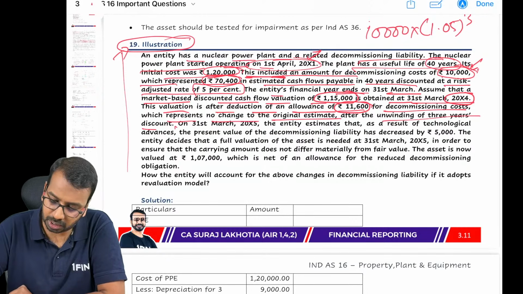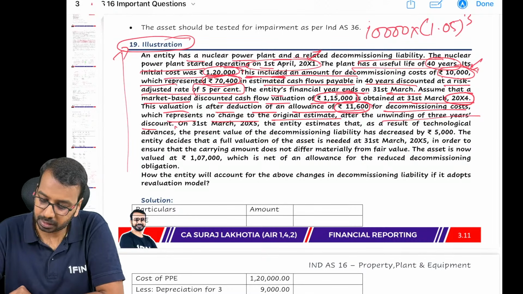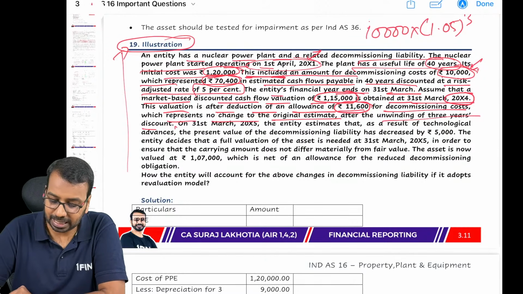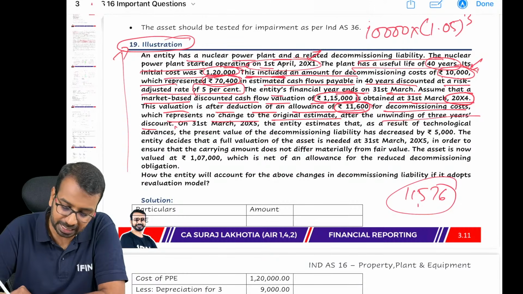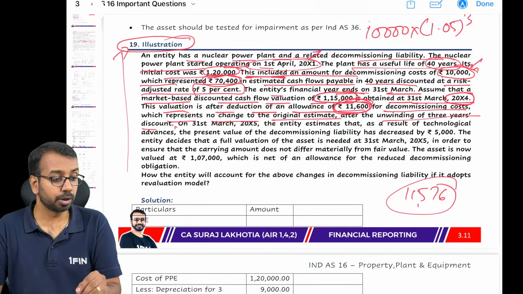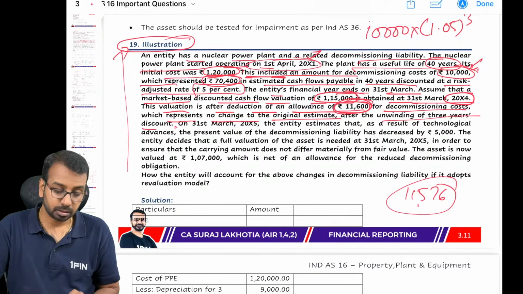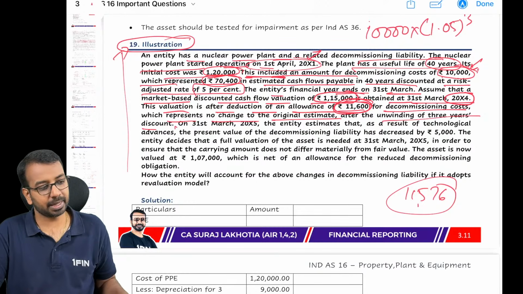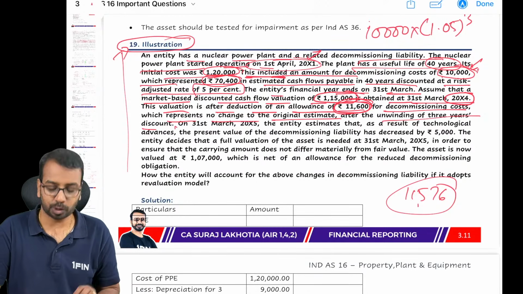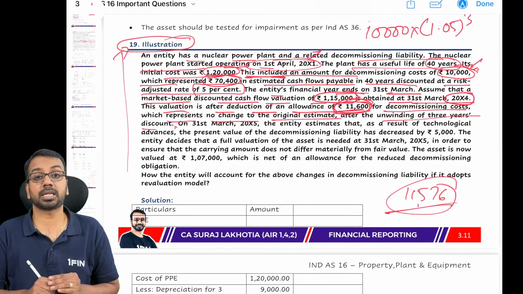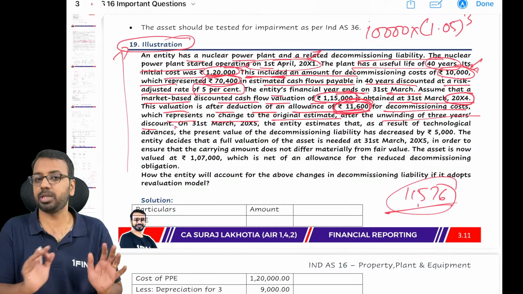So originally it was 10,000 into 1.05 into 1.05 into 1.05. If I do, I get 11,576, and they have rounded it off to 11,600. So sometimes the question may include rounding off. Yes, Anup, the video will be saved, and you can come back and have a look at the respective chapter whenever you want to. 11,576, but here they have rounded off to 11,600. Be careful while doing these types of questions.